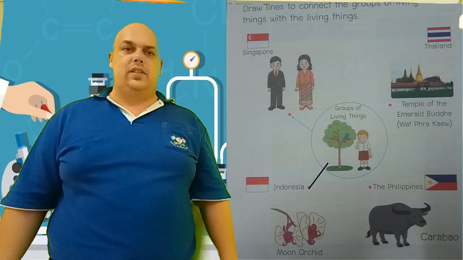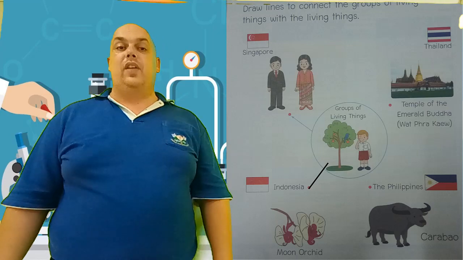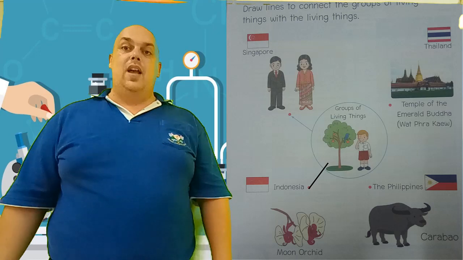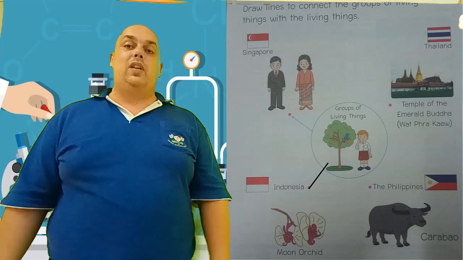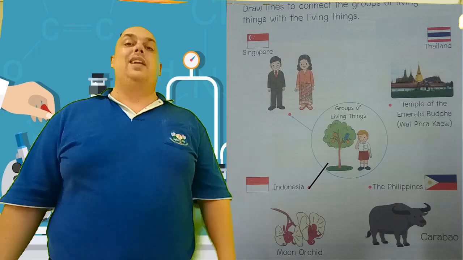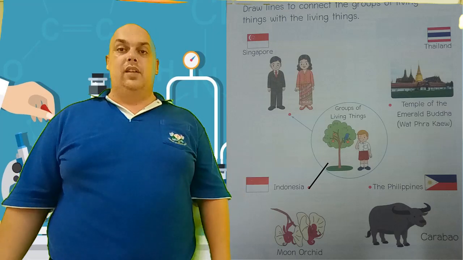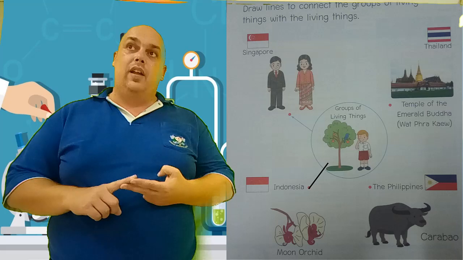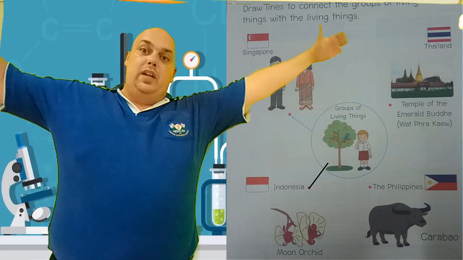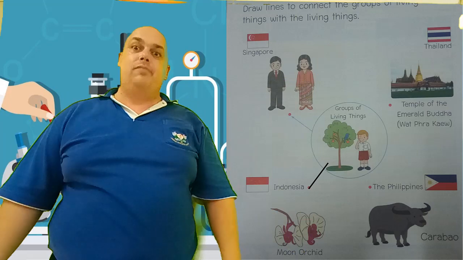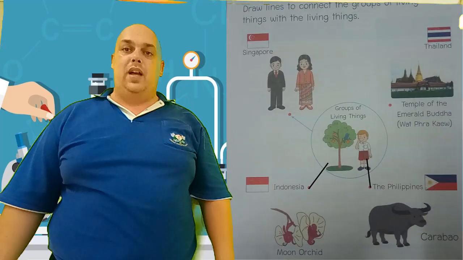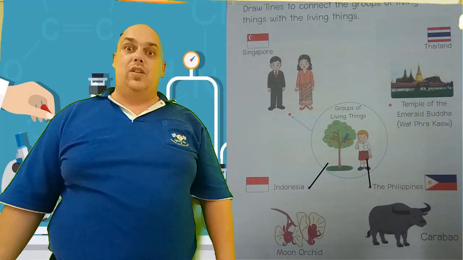Okay, last one. The last one is the Philippines. And in the Philippines, what animal did we have? We have the carabao. Yes, we have the carabao in the Philippines. And an animal, is an animal a living thing? Yes, this carabao over there, is that a living thing or a non-living thing? Well, again, it has babies, it needs to eat, it starts very small and it gets bigger and bigger. So, yeah, it's a living thing. So let's draw a line from the carabao to the circle in the middle.